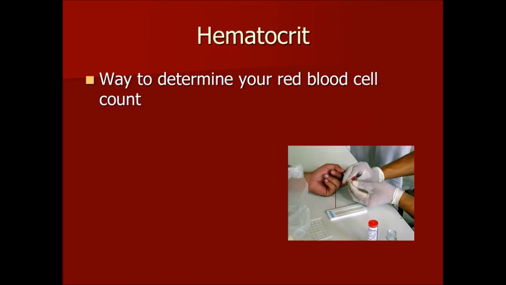Hematocrit. Again, we're going to talk about hematocrit, which is a way to determine your red blood cell count. We'll talk about different tests in these videos, tests that are most often used in a lab. Hematocrit is part of a CBC test. A CBC is a complete blood count, which we'll talk about in another video. We have a lot of these videos that break this down for you, so it gives you a really good knowledge of phlebotomy in all the different areas. So this is basically what you're going to be dealing with, hematocrit.